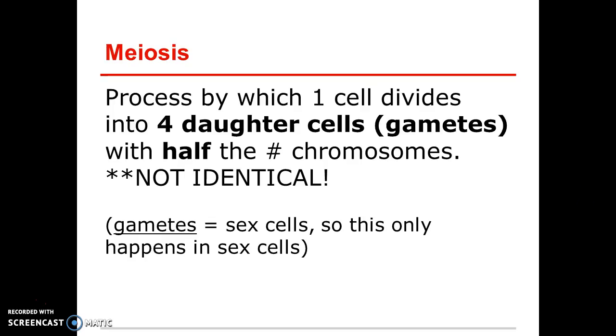Here we go. Meiosis is defined as the process for which one cell divides and becomes 4 daughter cells. This is your sex cell formation. Sex cells are called gametes. Each daughter cell has half the number of chromosomes, which is very different from the process of mitosis. With mitosis, you end up with 2 cells that are genetically identical. But with meiosis, there's 4 daughter cells, and they are not genetically identical.